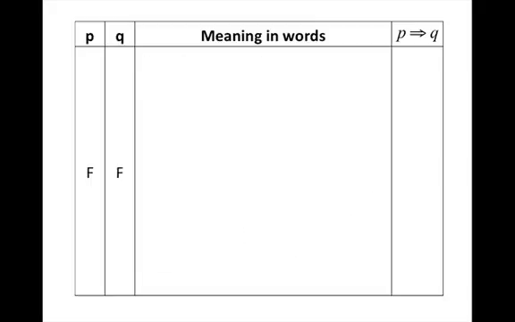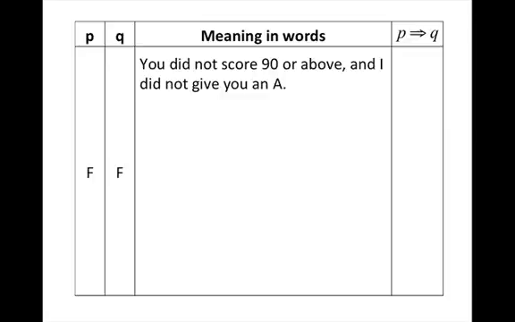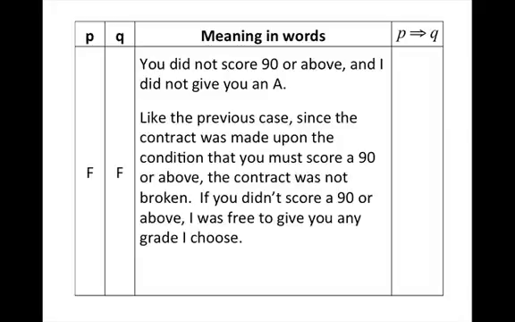And then finally, if P and Q are both false, that means the first part and the second part are false. You did not score a 90 or above, and I did not give you an A. Well, like the previous case, since the contract was made upon the condition that you must score a 90 or above, the contract was not broken. I didn't break my promise because you didn't hold up the 90 or above. So I was free to give you any grade I chose. So the implication, that promise I made, was still true.